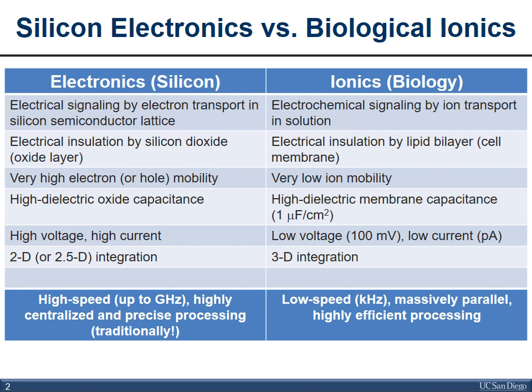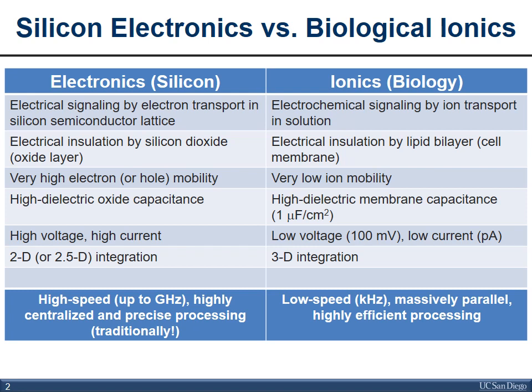In electronics, we have very high electron or hole mobility. In biology, mobility is much worse. Ions do not travel nearly as fast in solution as electrons do in semiconductor lattices. In electronics, we have a reasonably high dielectric constant oxide capacitance. In biology, it's actually much higher. These lipid bilayers have a capacitive density that is very, very good.